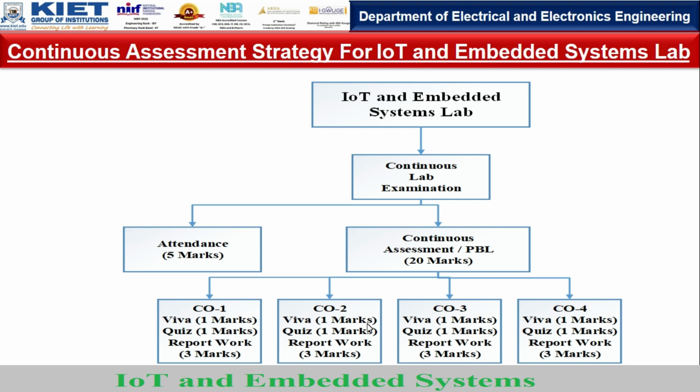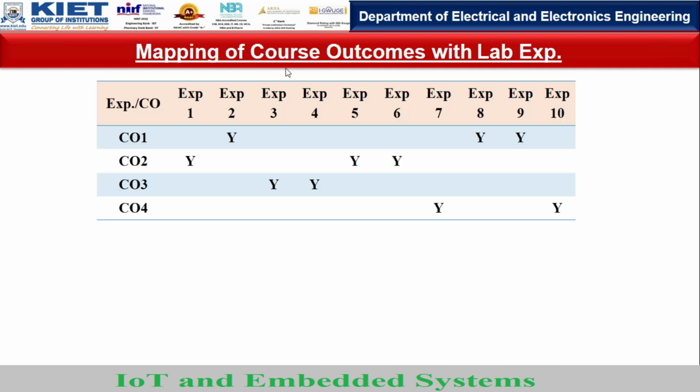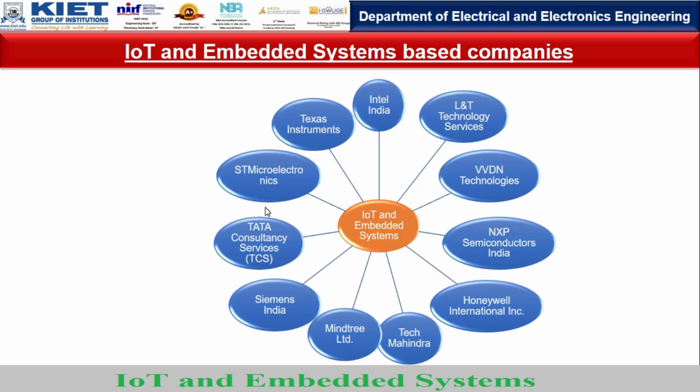Now over here, as you see, is the mapping of the course outcomes with lab experiments. We mapped 10 experiments with the course outcomes. These are some companies that deal with IoT and embedded systems: ST Microelectronics, Texas Instruments, Intel India, L&T Technology Services, VVDN Technologies, NXP Technologies, Honeywell, Siemens Technology, Mindtree Limited, Tech Mahindra. These are some famous companies.